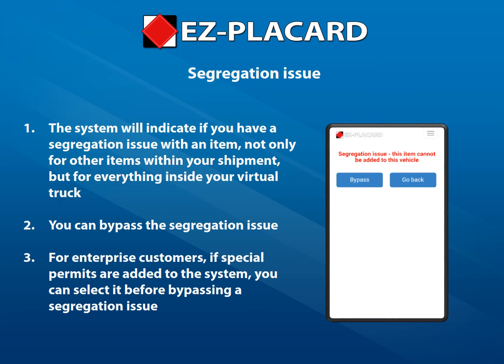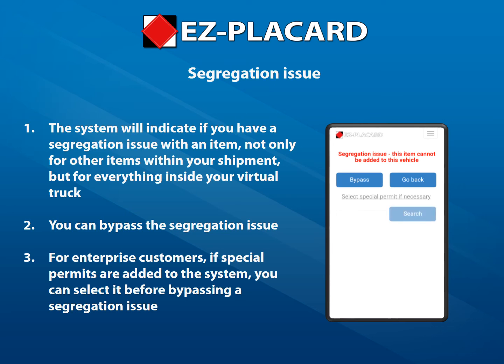If you were to add a third item to the shipment and there would be a segregation issue based on the segregation charts in the 49 CFR or the segregation of explosives in Canada, the system would automatically flag you, regardless if the item conflicts with an item within this shipment or even an item within the virtual truck. If you decide to proceed anyways, for example, if you have a special permit allowing you to carry certain items together, the system will allow you to bypass the segregation issue.